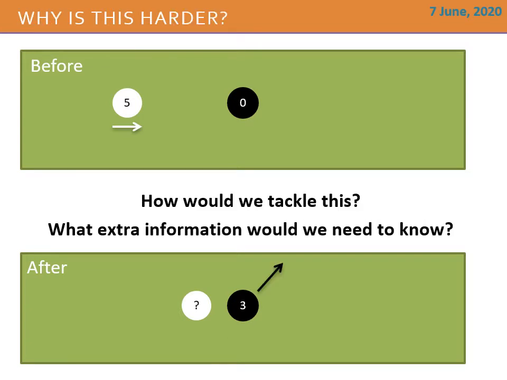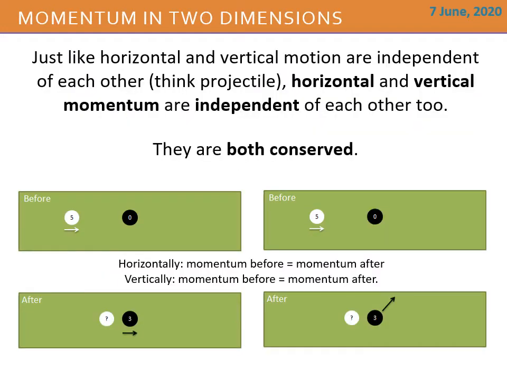This is a little bit harder. How would you tackle this? What extra information would we need to know? Now the black ball is moving in some direction, and to find this out, we have to find its x component and y component. So this is called momentum in two dimensions.